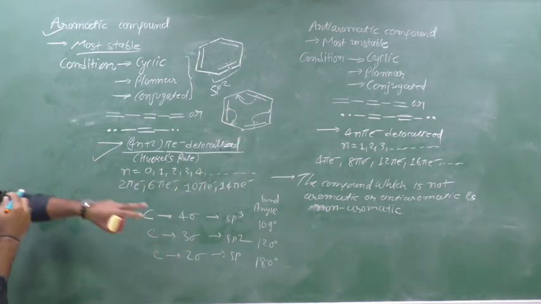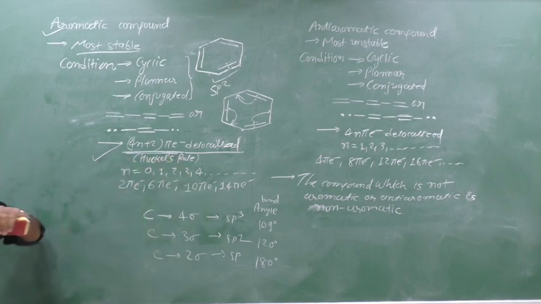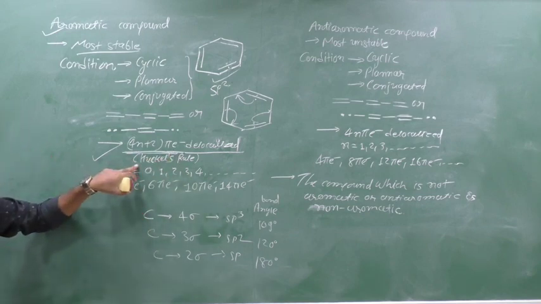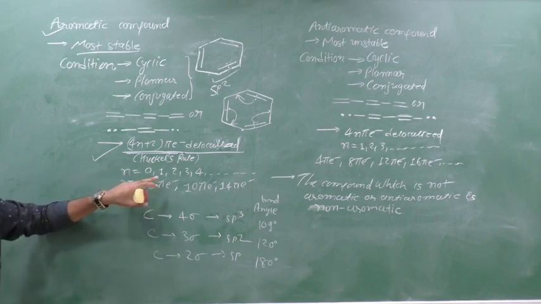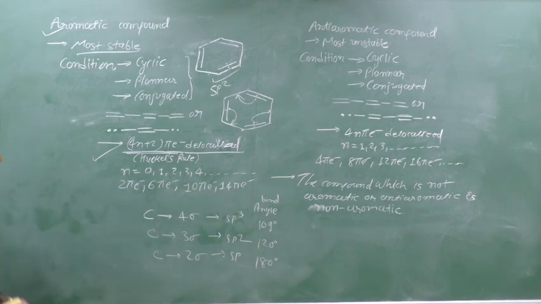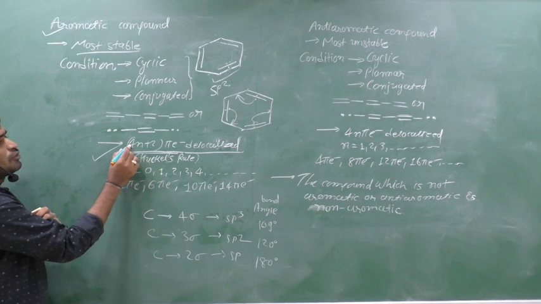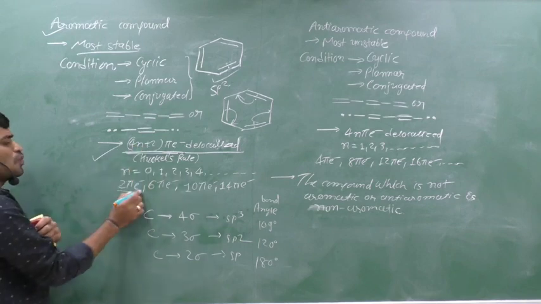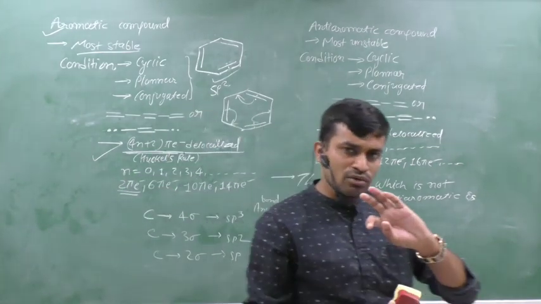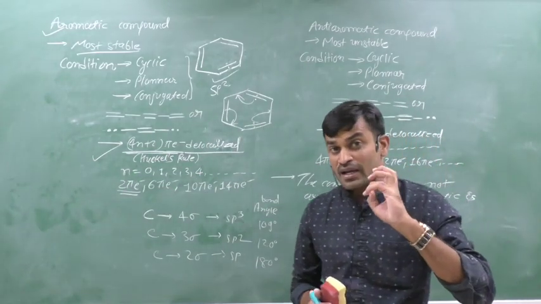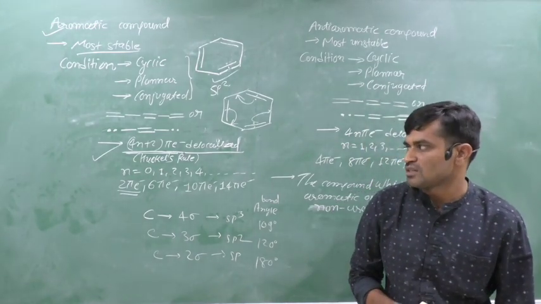If delocalized electrons follow the 4n plus 2 pi electron rule, which is known as Huckel's rule, then it is aromatic. And we can take n equal to 0, 1, 2, 3, 4 up to n. If we put 0, then cyclic planar conjugated, and 2 pi electrons delocalizing, 2 pi electrons which are delocalized, then we can say the compound will be aromatic.